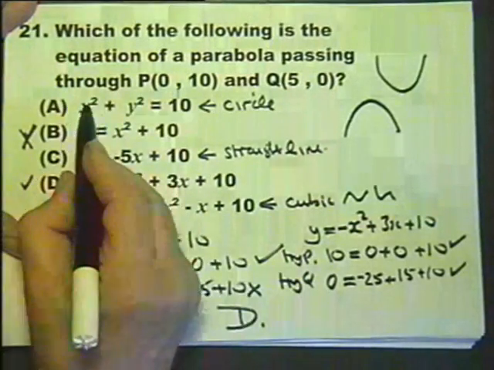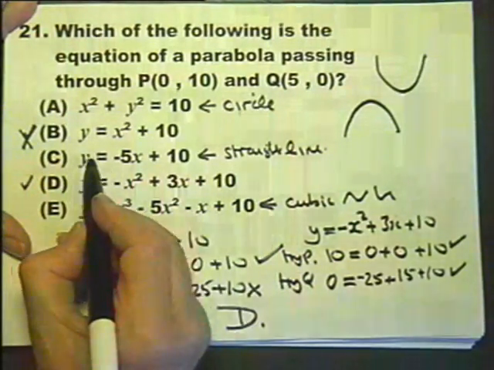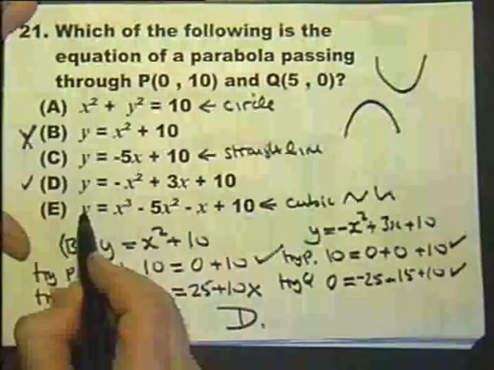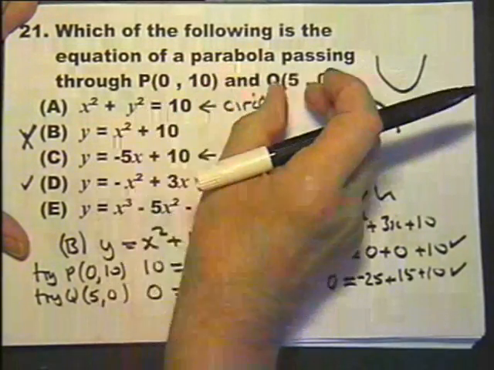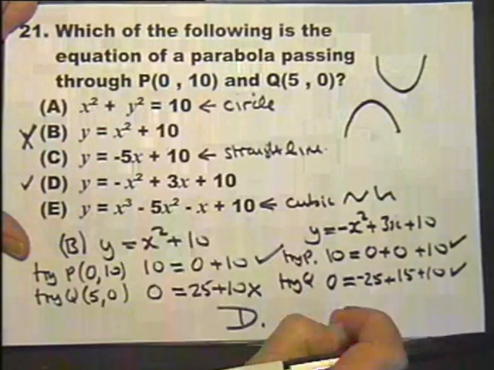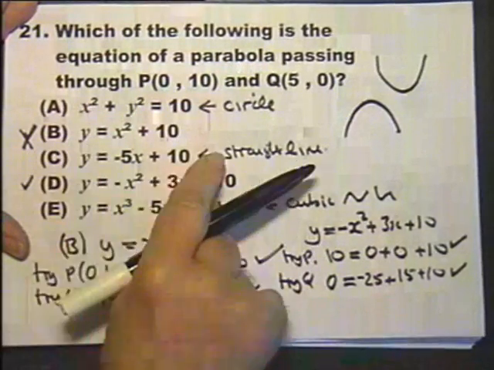If you didn't know about that being a circle, that being a straight line, and or that being a cubic, you could substitute these values into all of those like that, and you would eliminate these that way.